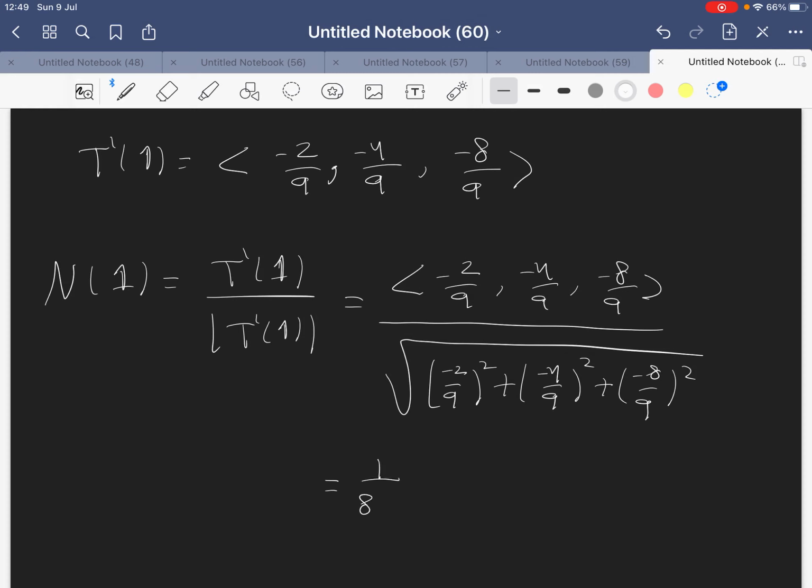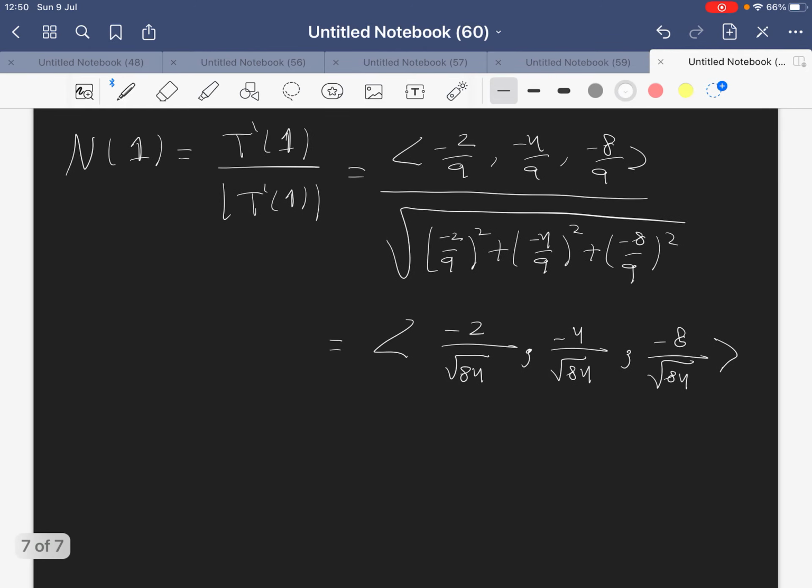And the final answer will be 1 over square root of 84, will be this one, negative 2 over square root of 16, 64, and 4. It will be 84. And then negative 4 over square root 84, and negative 8 over square root 84. And that's how we get N of 1.